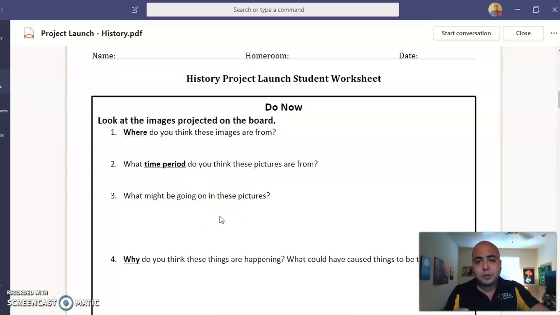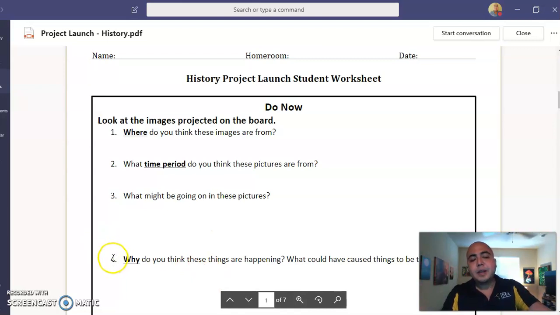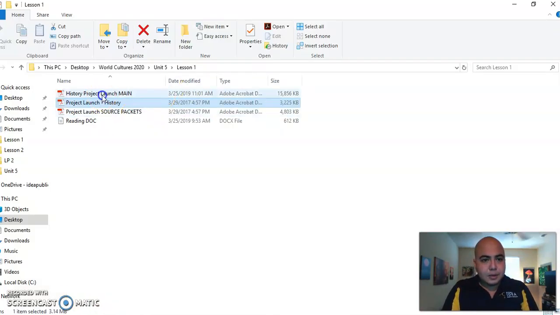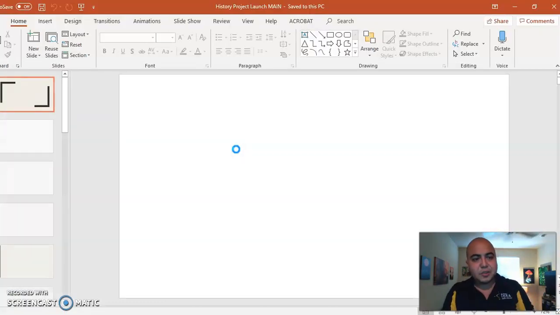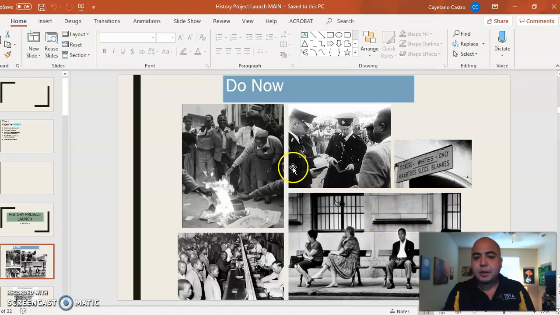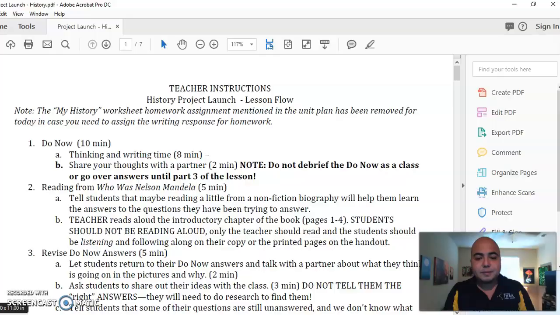So now you're going to be looking at the pictures, and what you want to do is try to analyze the pictures to see how they all relate to each other. And then question 4 is you're going to put everything together. Why do you think these things are happening, and what could cause these things to be this way? Now the images that it's referring to, I'll leave them here. So this is the presentation that I was going to present for you guys. So these are the images right here. I want you to look at these 5 images, and take about 5 minutes to answer questions 1 through 4.